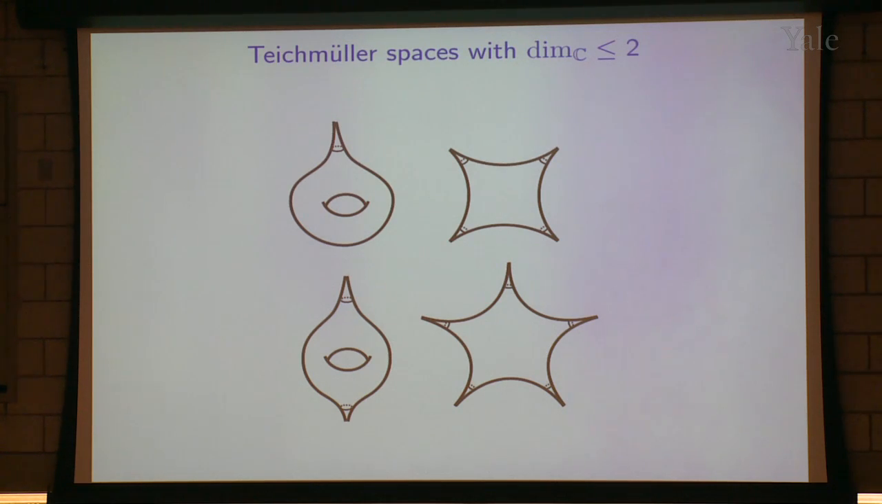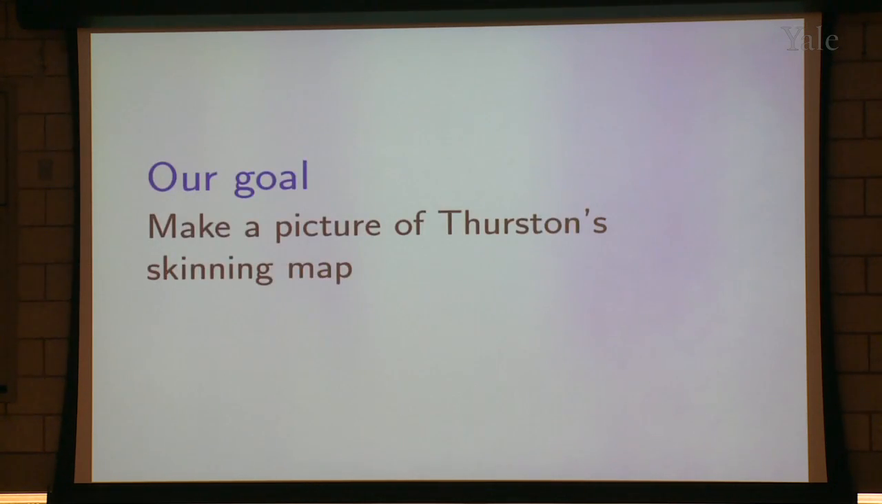Okay, so what's the actual focus of my talk today? The goal of this project was to make a picture of Thurston's skinning map, and that's not really the ultimate goal. The ultimate goal is to make a meaningful picture that might suggest things about the skinning map, about Thurston's construction of hyperbolic structures on compact manifolds, where you might learn something from these pictures, but to make a meaningful, accurate picture that allows you to understand Thurston's skinning map in some example.